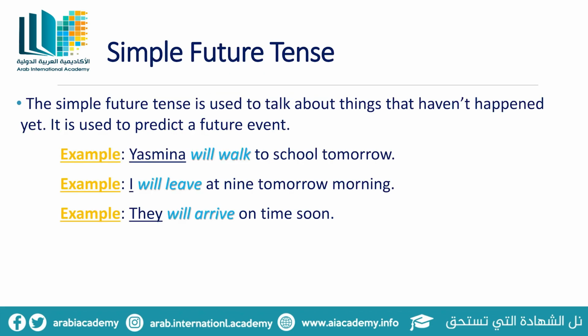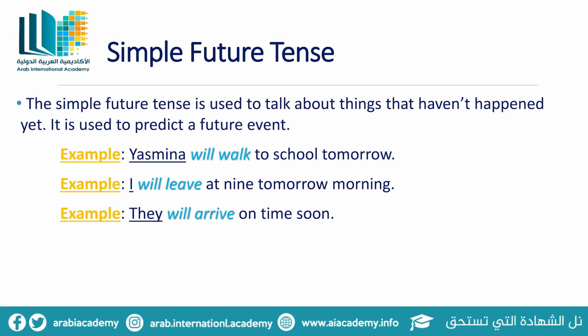Now for the simple future tense. The simple future tense is used to talk about things that haven't happened yet. It's used to predict a future event, so something that will happen in the future. For example, Yasmina will walk to school tomorrow.